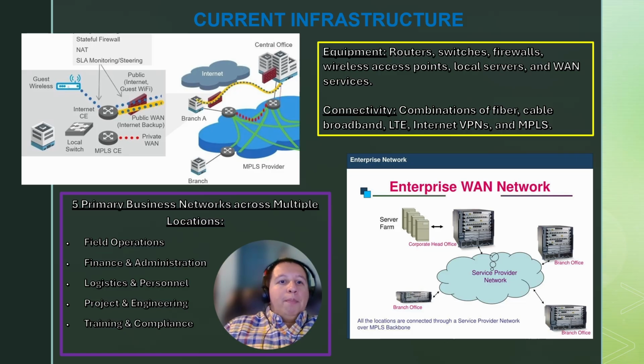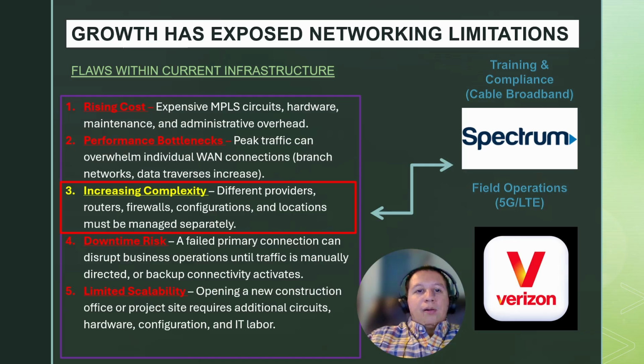And we have our primary business networks across multiple locations, right? We have the field operations, finance and administration, logistics and personnel, project engineering, training and compliance. So those are our five branches. Okay, so the network works, but growth has made the architecture increasingly difficult and expensive to operate. So growth has networking limitations, and there are some flaws within our current infrastructure, unfortunately.